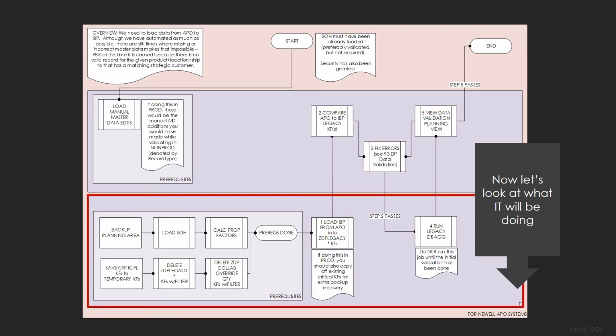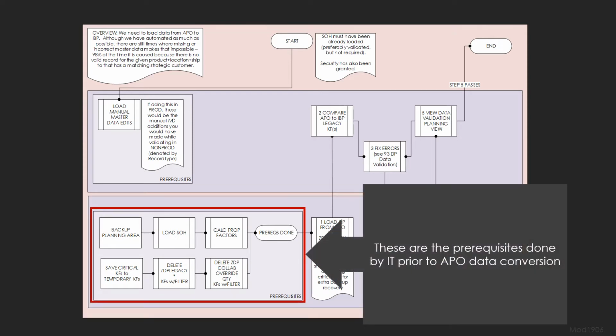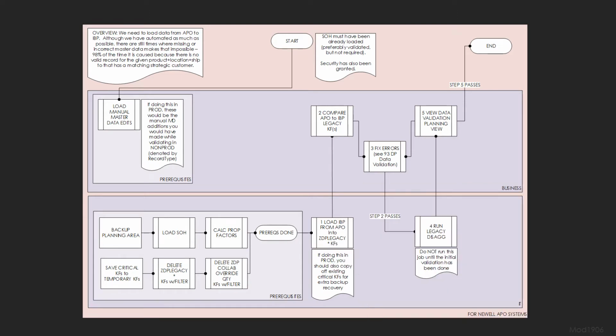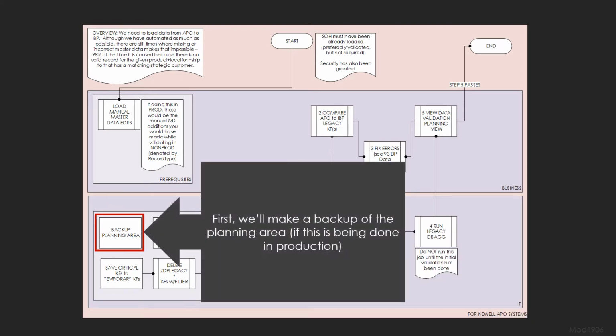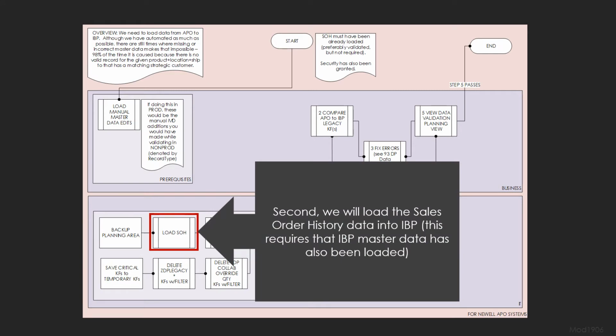Now let's look at what IBP will be doing. These are the prerequisites done by IT prior to APO data conversion. First, we make a backup of the planning area if this is being done in production. Second, we will load the sales order history data into IBP. This requires that IBP master data has also been loaded.